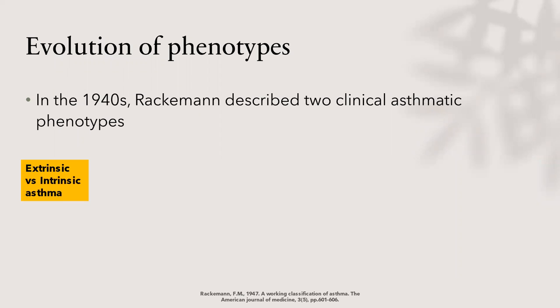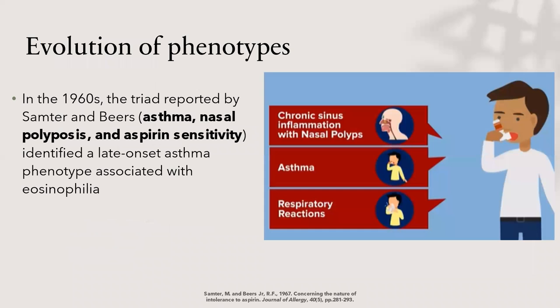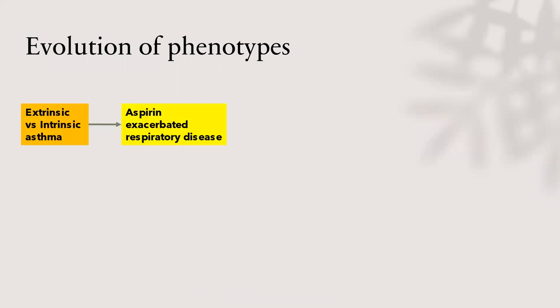We started understanding extrinsic versus intrinsic asthma. In the 1960s, then we had the classic Samter's triad. That's when it was reported: asthma, nasal polyposis, aspirin sensitivity. And this was identified as a later onset asthma. It was also associated with eosinophilia. So that was our second different phenotype we started to identify. It was later recharacterized and known as aspirin exacerbated respiratory disease.